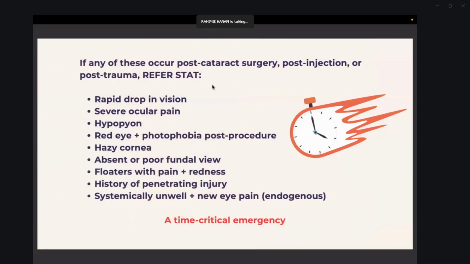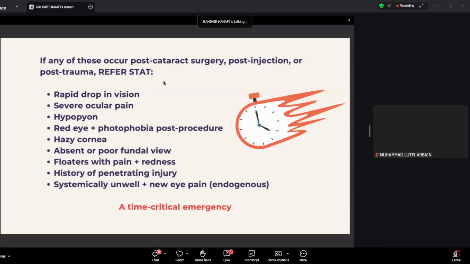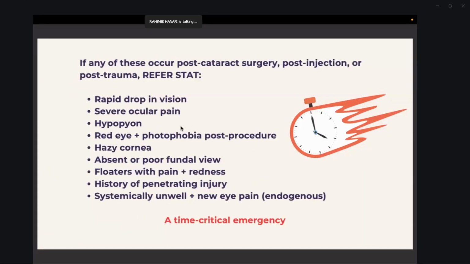Okay, so if any of these occur post-cataract surgery, post-injection, or post-trauma, remember to look for them. Does the patient have any rapid drop in vision, severe ocular pain, hypopyon, any red eye with photophobia post-procedure, hazy cornea, no fundal view, floaters with pain and redness, any history of penetrating injury? And if the patient is systemically unwell with a new eye pain, it is likely endogenous, especially if you are in a district hospital and you have a patient with a systemic infection who suddenly has a red eye and reduced vision. There is a high likelihood that the diagnosis will be endogenous endophthalmitis.